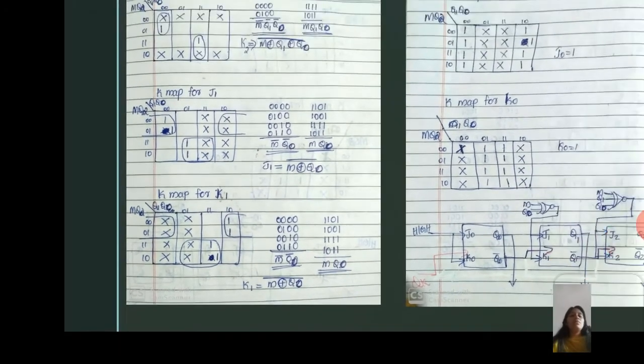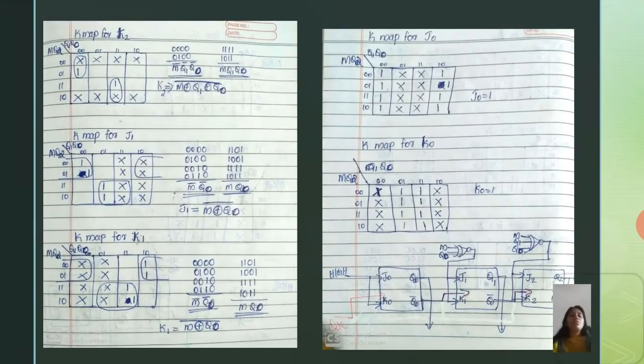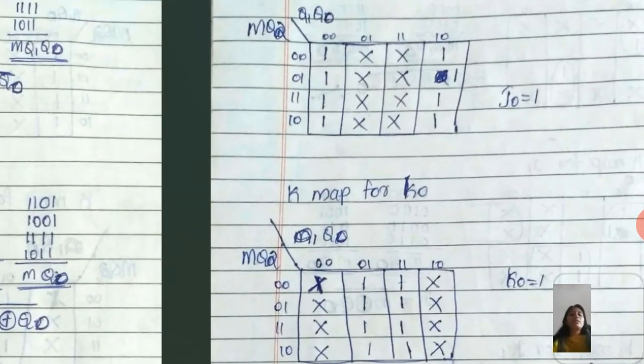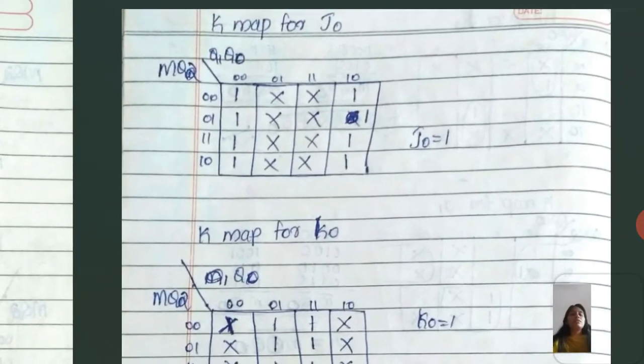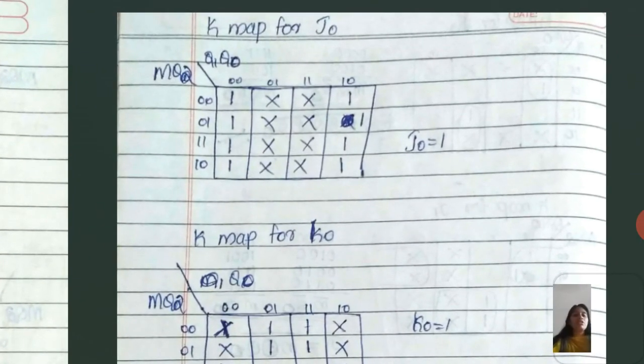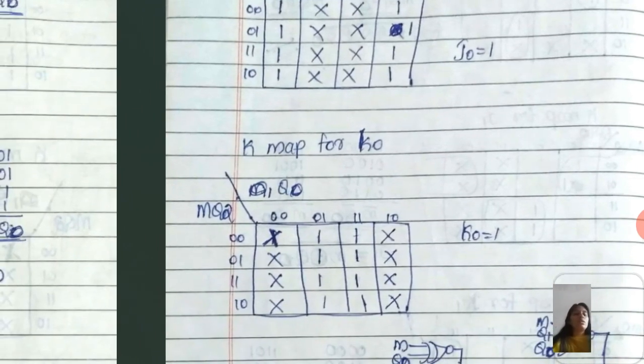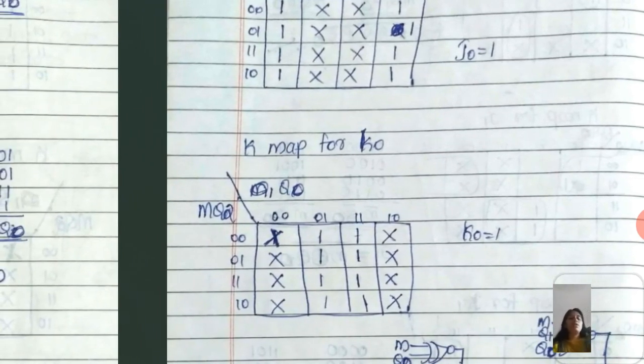And moving on to J0 and K0, you will get a K-map like this. That is J0. All the locations of the J0 K-map are filled with either 1 or don't care. There is no 0. So you can simply write J0 equal to 1, and this is what happened for K0 also. So K0 equal to 1. You can plot the equation like that.